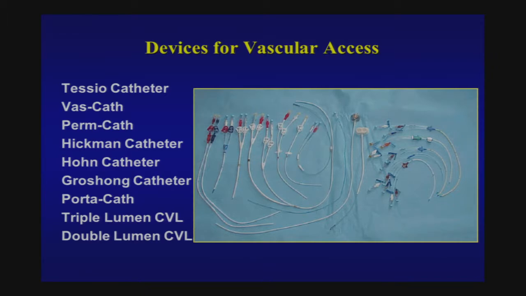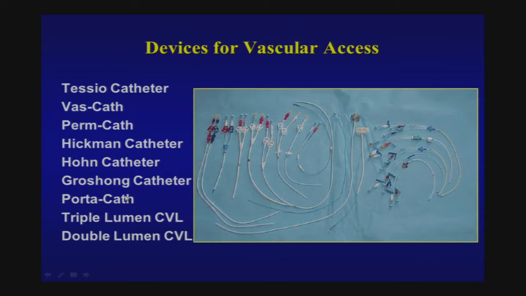A lot of people in the hospital don't know what the difference between a PermCath and a VasCath is. PermCath, think longer term. VasCath is just get them through this admission, get them through the next few days of dialysis. That's it. If someone's going to go home, they need a PermCath. You can't go home with a VasCath because that's a high infection rate.